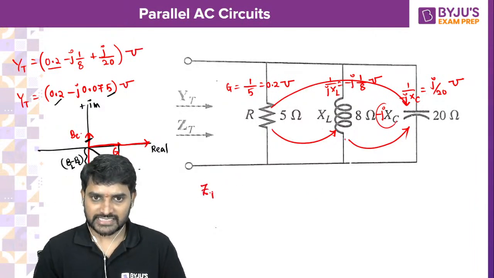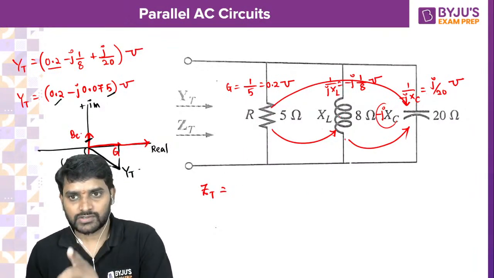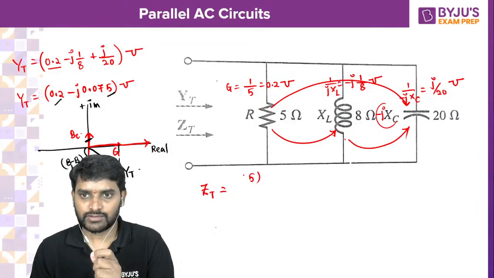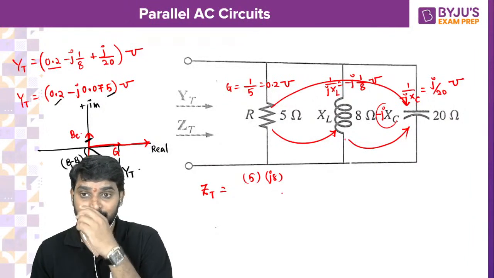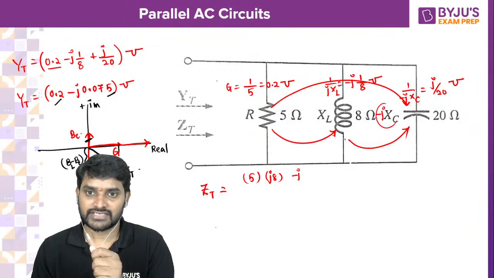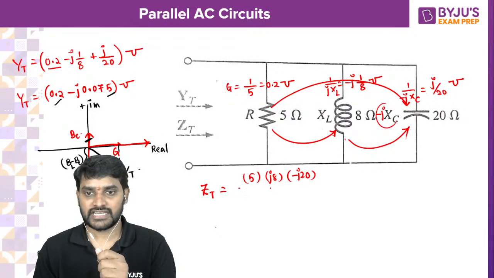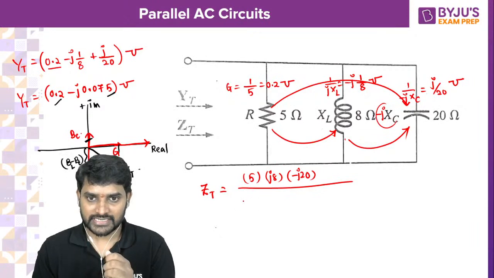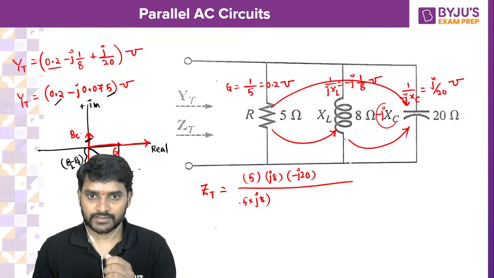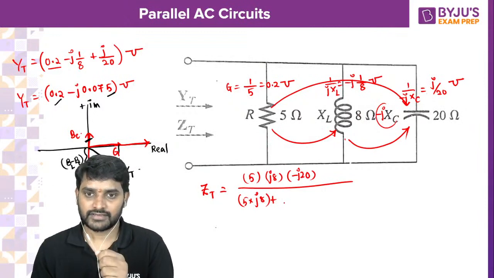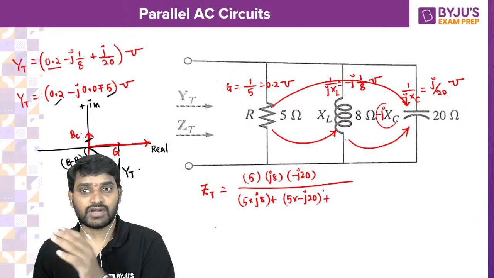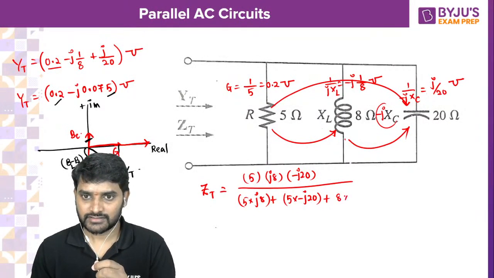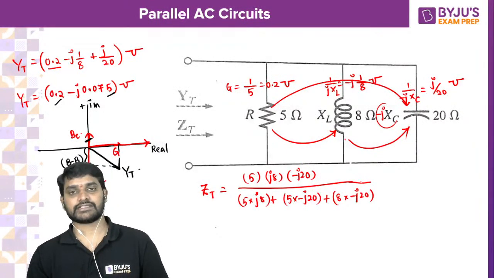Now the total Z is equal to R1 R2 R3. So it will be 5 into plus J8, do not forget J8, into minus JXC, that is minus J20. The product of these three divided by R1 into R2, that is 5 into J8, plus R1 into R3, 5 into minus J20, plus R2 into R3, that is J8 into minus J20. So this is the total impedance you are going to get.